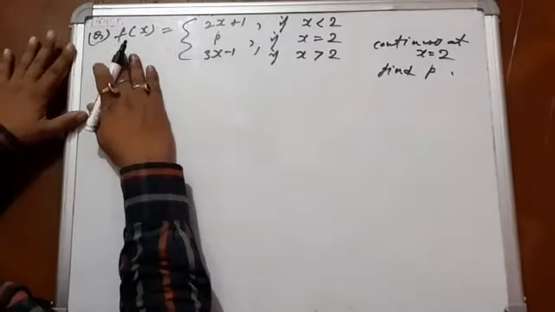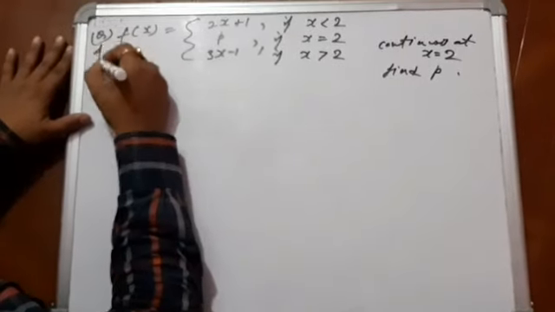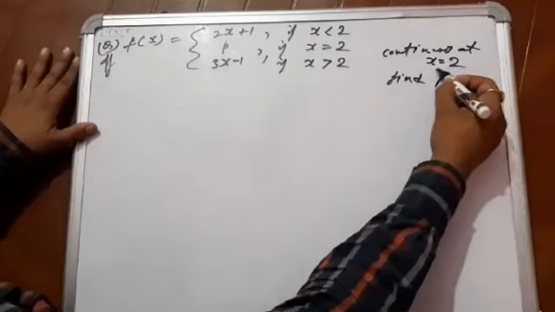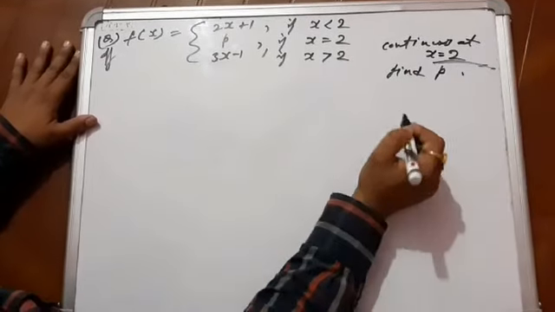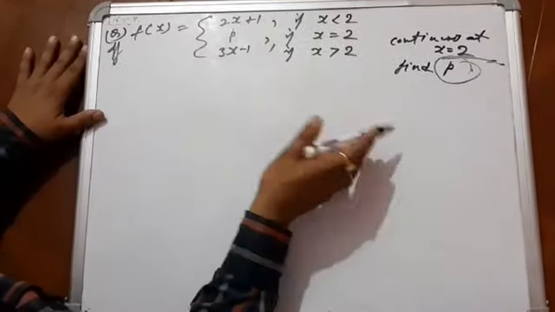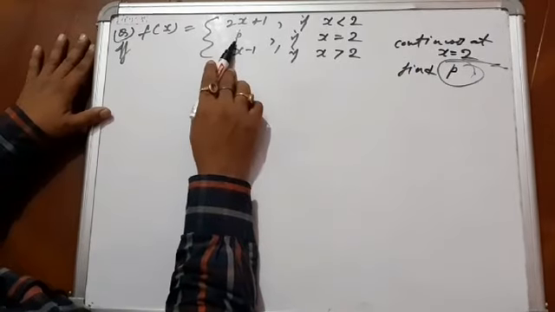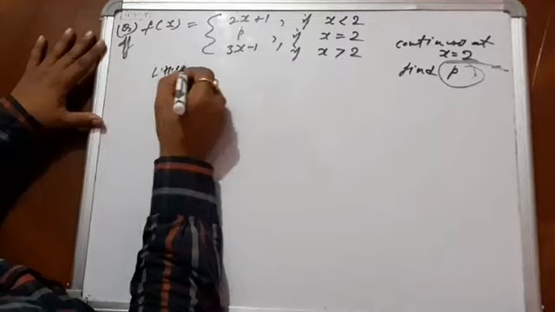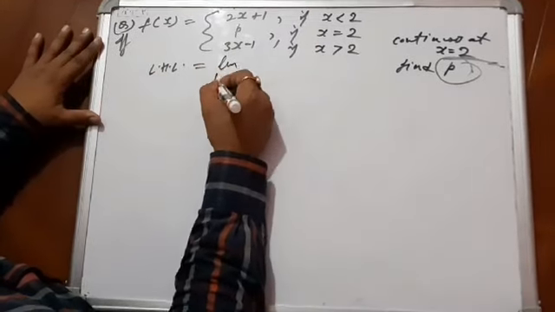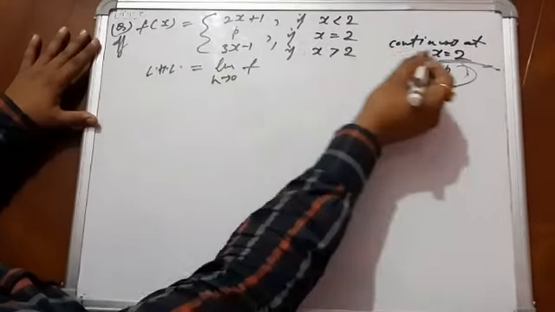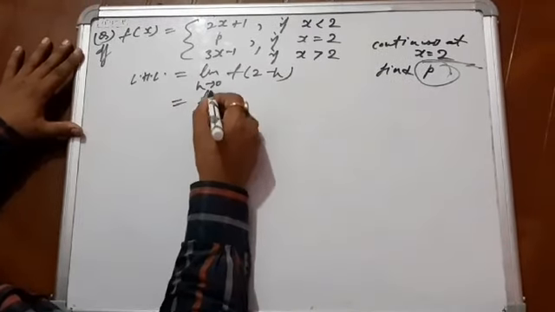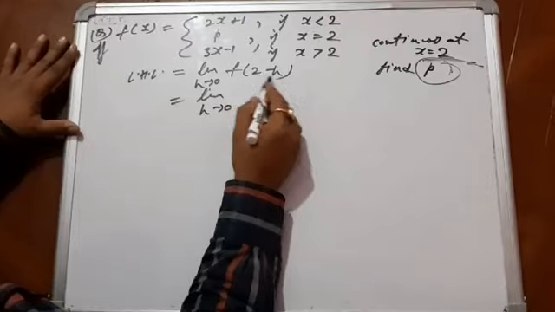Now the second question is there. Here it is given f(x) is equal to this, conditions are given, is continuous at x equal to 2. Then you are going to find the value of p here. Have you seen? One unknown is given here. Same thing you are going to do here. At first find out LHL. Limit h tends to 0, f of the conditional point, 2 minus h. It is limit h tends to 0, f of 2 minus h.